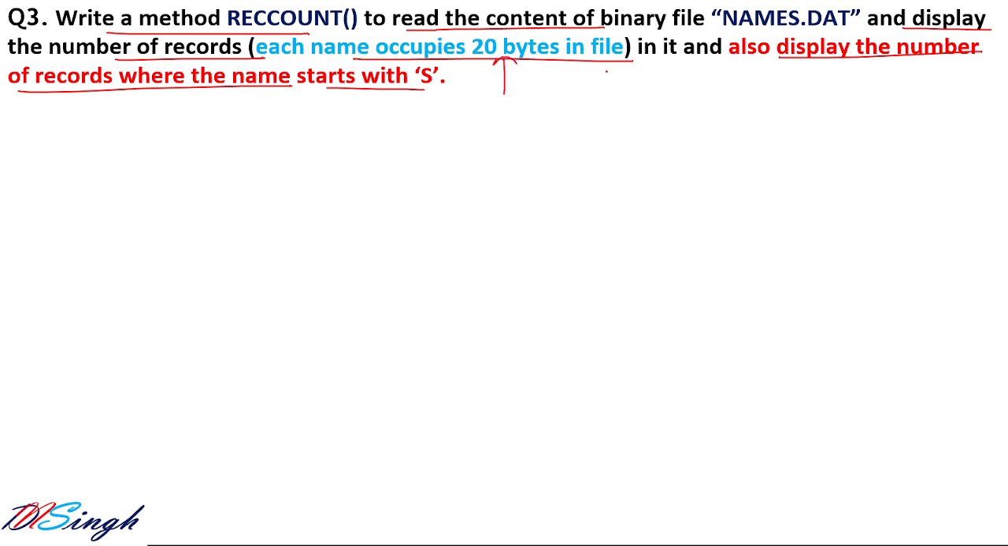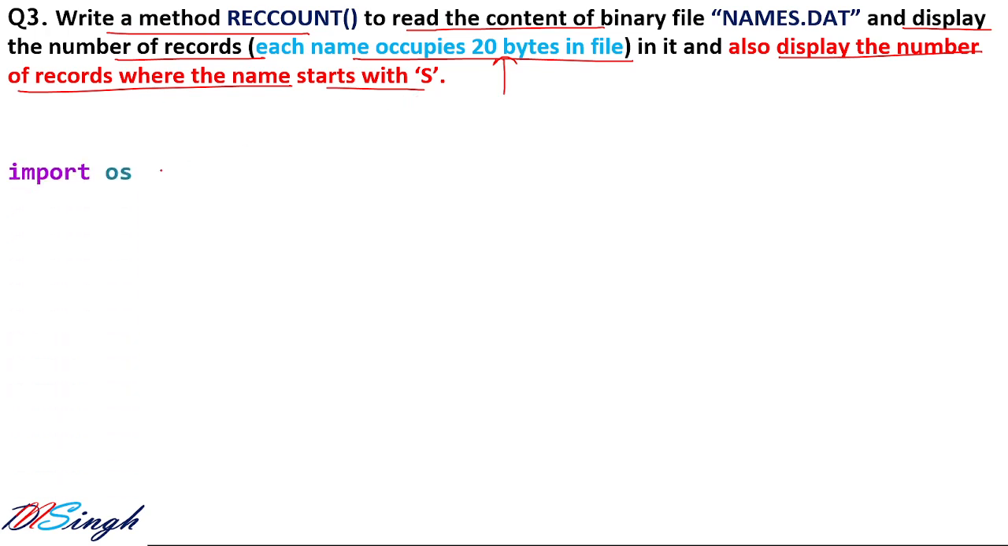Record size in bytes, and display the number of records where name starts with S. So inside the record somewhere the name should be there, and we are going to display such names which are starting with S. Okay, fine. Write a method read count by names.dat, display the number of records where name starts with S.